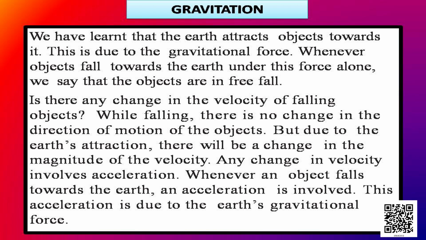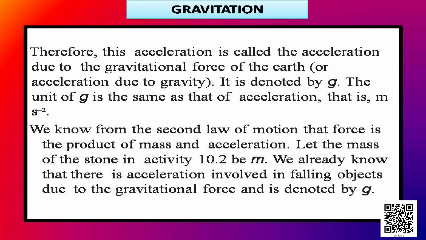While falling, there is no change in the direction of motion, but due to the earth's attraction, there will be a change in the magnitude of the velocity. Any change in velocity involves acceleration. Whenever an object falls towards the earth, an acceleration is involved. This acceleration is due to the earth's gravitational force. Therefore, this acceleration is called the acceleration due to the gravitational force of the earth or acceleration due to gravity.